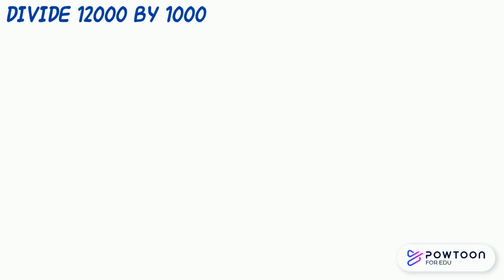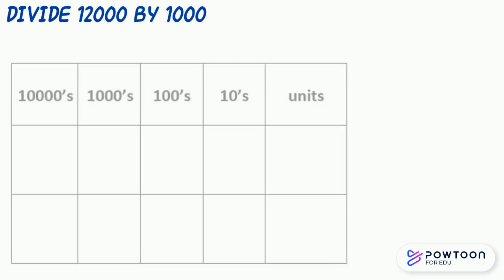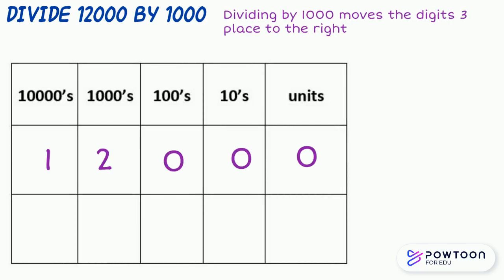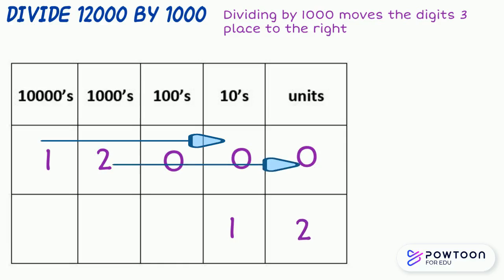In the next example, we're going to divide 12,000 by 1,000. So again, draw your table, put the numbers in the correct place values, and then when dividing by 1,000, we're going to move the digits 3 places to the right. So the 1 ends up in the tens, the 2 goes to the units, and then all those zeros will be dropped off, and we end up with just 12.